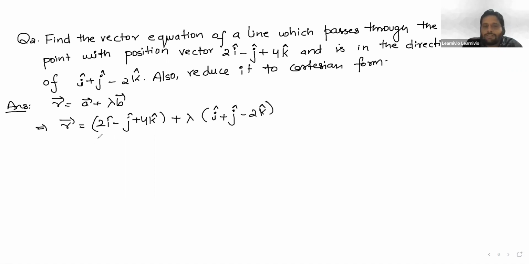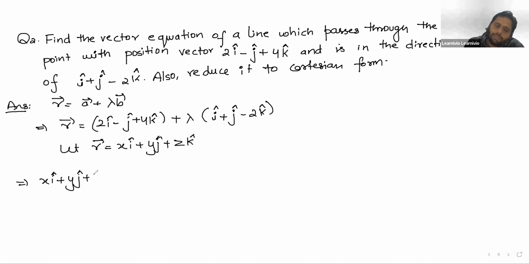So r is a plus lambda b. We have to reduce this to Cartesian form. First we have a formula, but here in the question they have written reduce it to Cartesian form, so use the complete method. Sometimes they will give you a vector form and write in the question reduce it to Cartesian form, so always use the complete method. So what is r? Let r be equal to x i cap plus y j cap plus z k cap. Just put this value here.